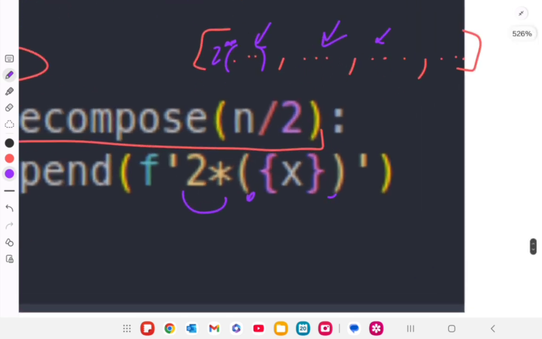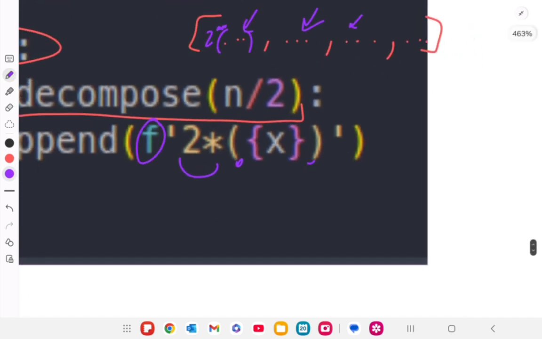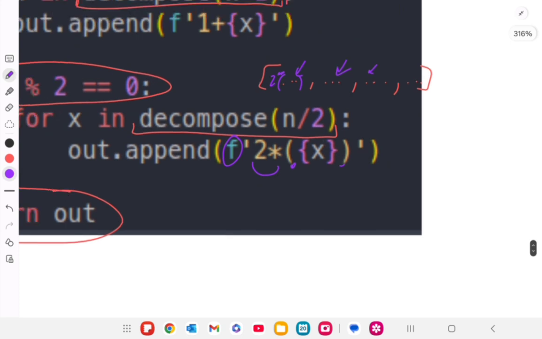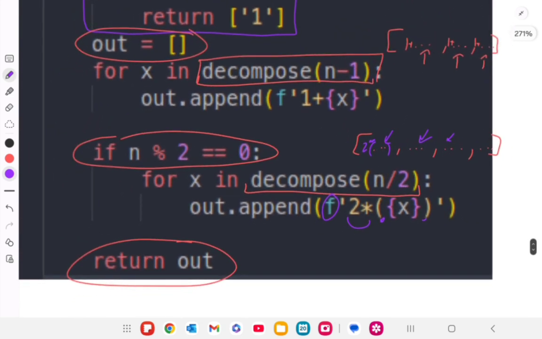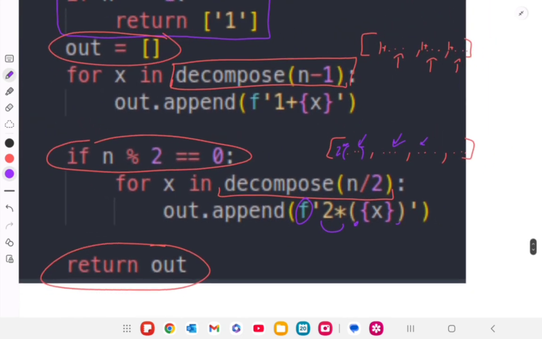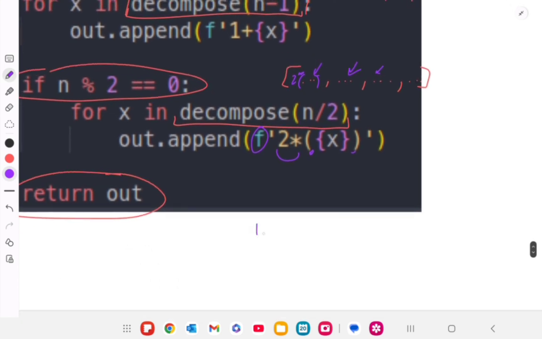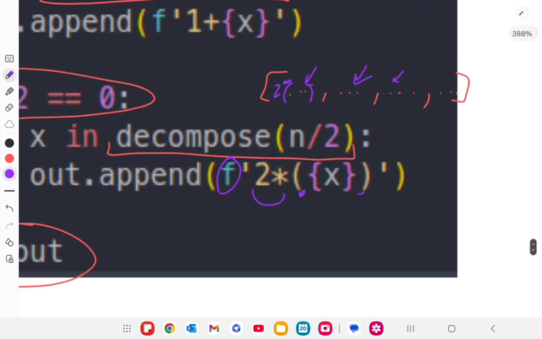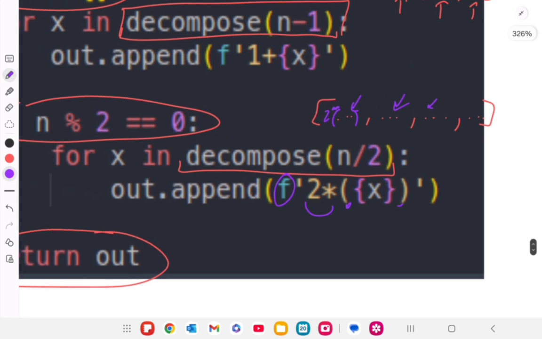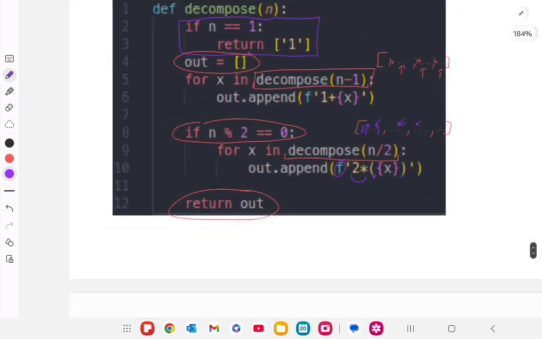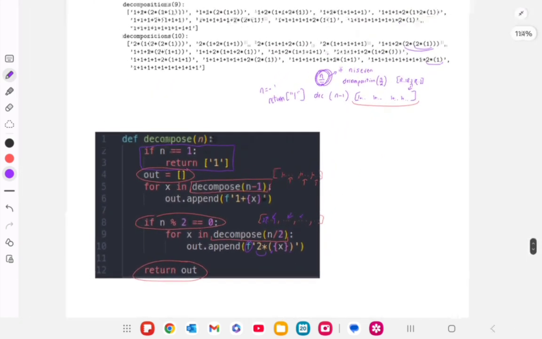And don't get yourself confused with this f here. This just means a formatted string. It's the easiest way to write strings and variables in Python, but I don't think it has been covered in EECE 230. So you can just write it the normal way, like 1 plus, and then concatenate the string x plus, and then for 2 add the parentheses. Don't get confused by this, right? This is just a string. And finally we are returning the output, and that's it.